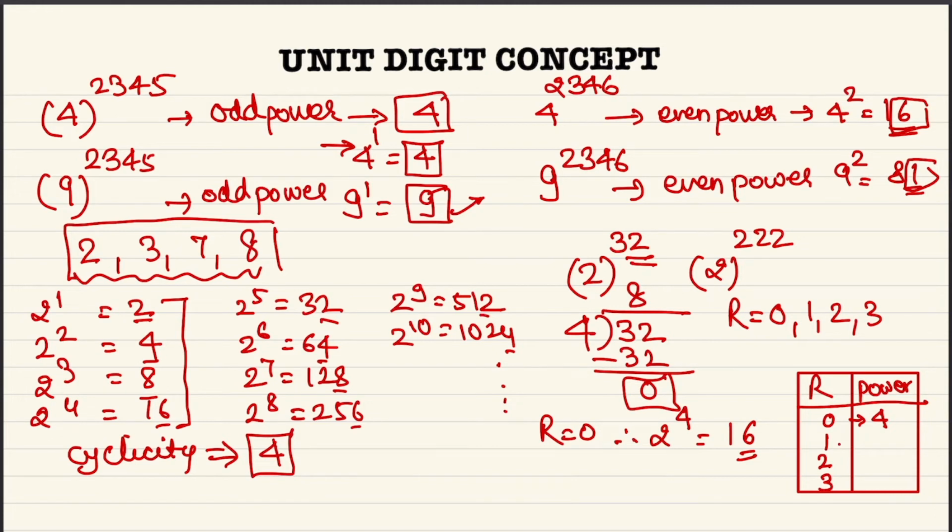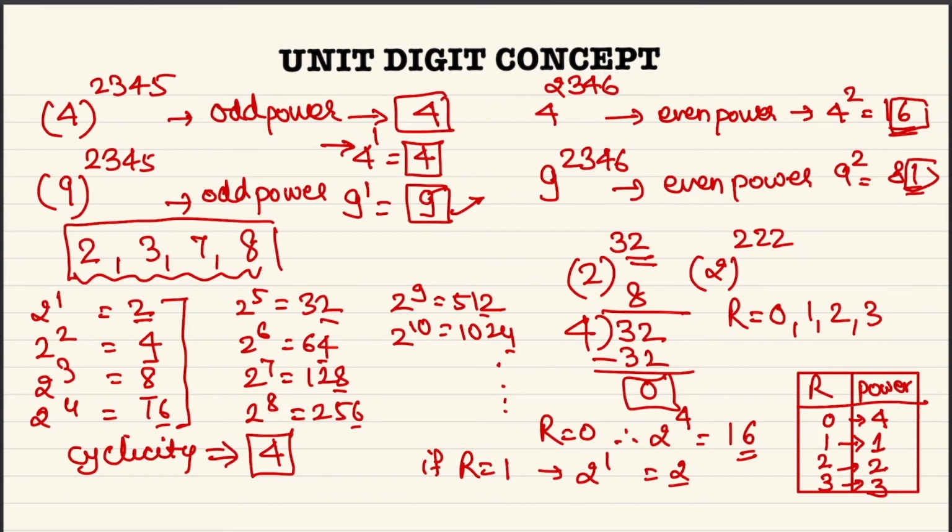If remainder is 0, the power will be 4 and the unit digit will be 2 power 4, which is 6. If remainder is 1, then power will be 2 power 1 and the unit digit will be 2. If remainder is 2, power will be 2, remainder 3, power will be 3. You have to just remember for remainder 0. Whenever the remainder is 0, the power will be 4 and 2 power 4 will give you 16 and the unit digit will become 6.